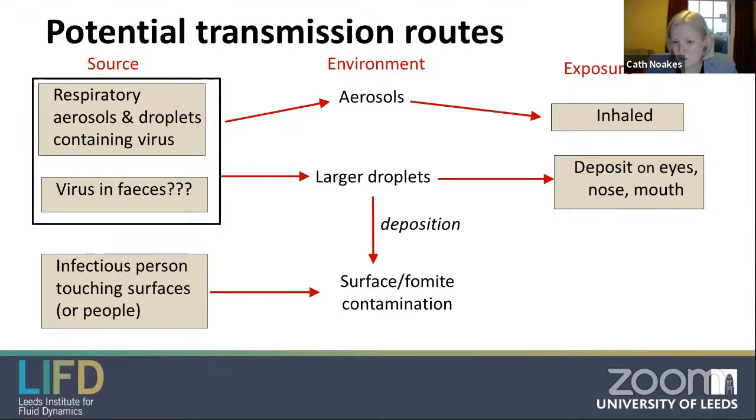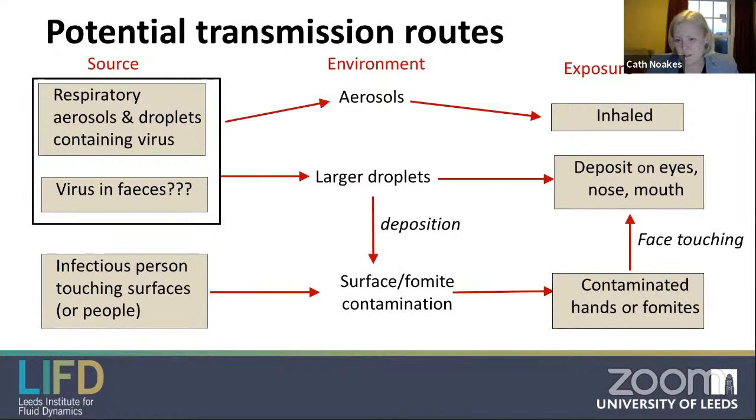Some of those droplets will also deposit on surfaces, and those contaminated surfaces can contaminate the hands of a person who is exposed, or a fomite, something they might touch. They then touch their eyes, nose, mouth, or put something in their mouth, a potential route of transmission. So we know all of this is possible.